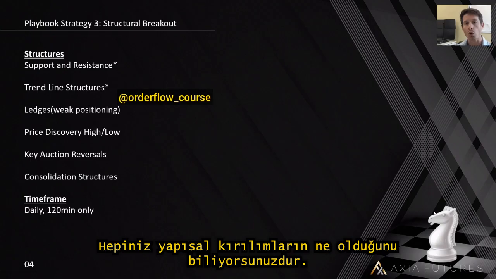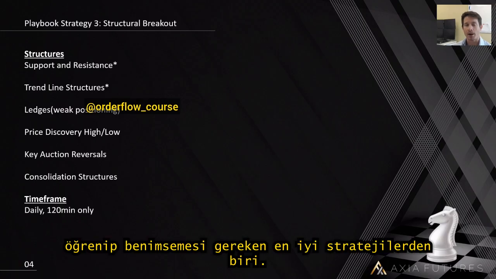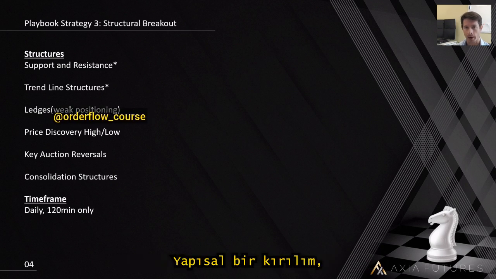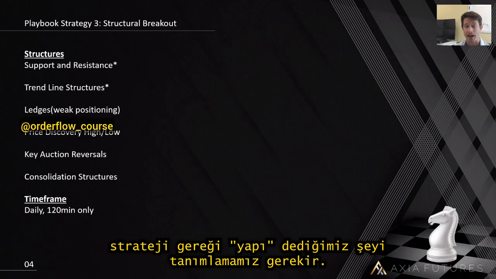Now, you will all know what structural breakouts are. Quite possibly, this is one of the best strategies for new traders to learn to adopt, and there's a very simple reason for that. A structural breakout is a very straightforward strategy in that, number 1, we have to define something called structure.